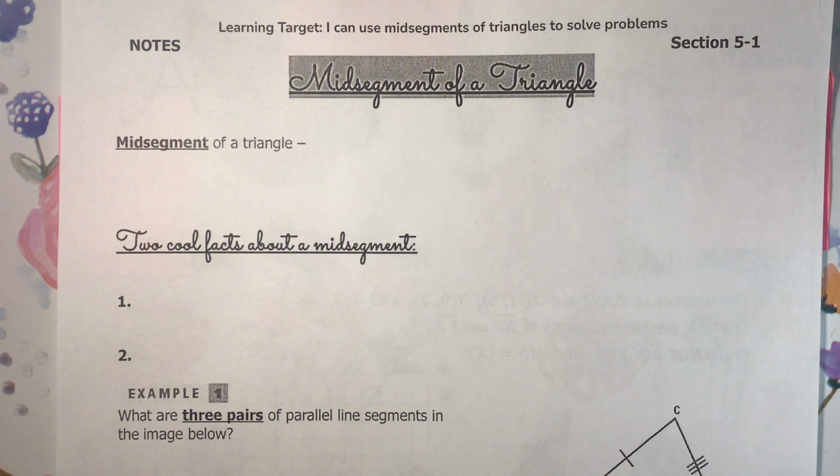Hello, geometry students. We are leaving chapter 4 behind us and we are going into chapter 5. Chapter 5 is actually going to be a shorter chapter, and what it's going to be about is relationships within triangles. Specifically, what are some things that we can figure out about one specific triangle?